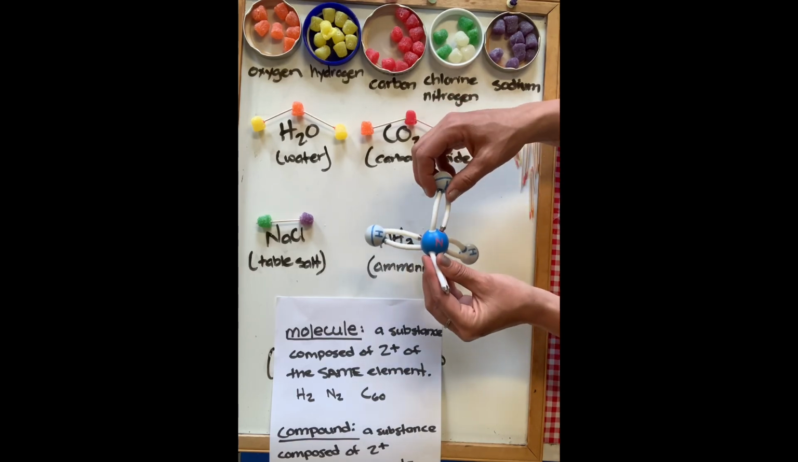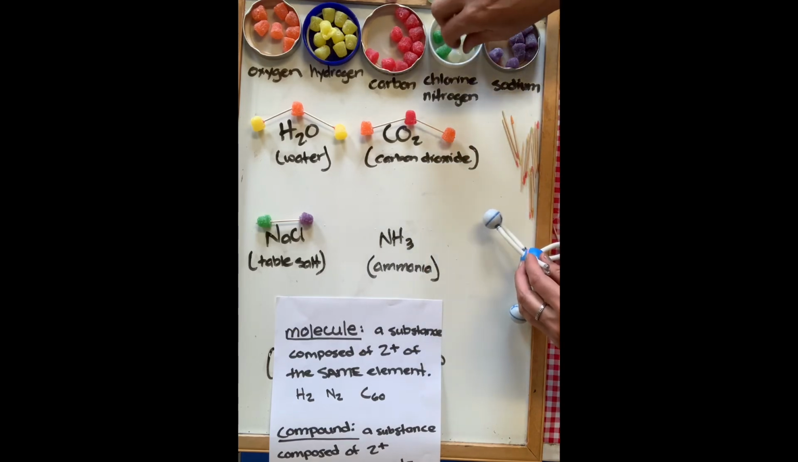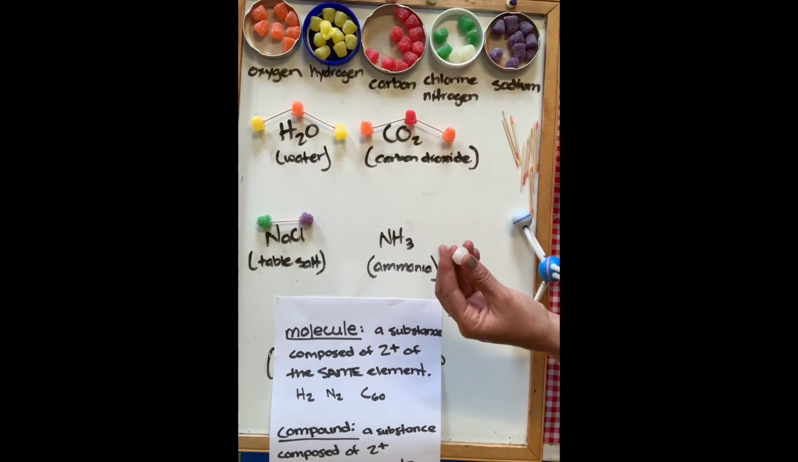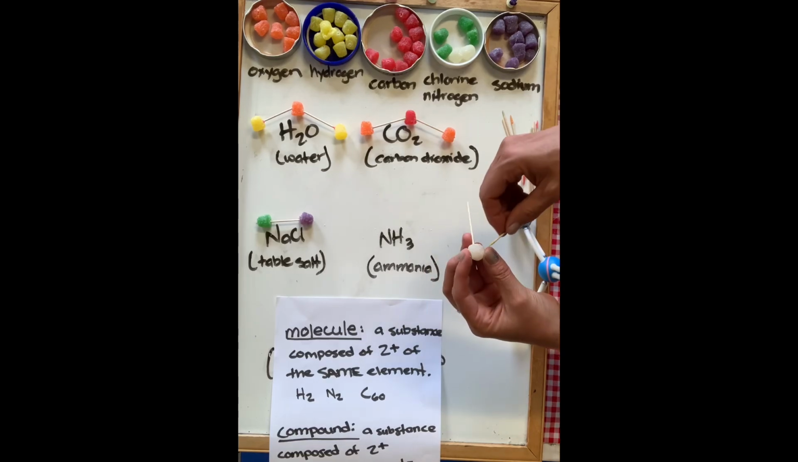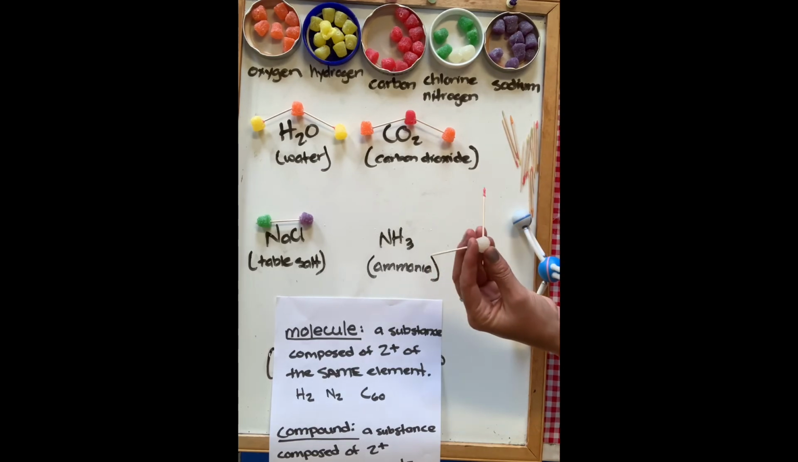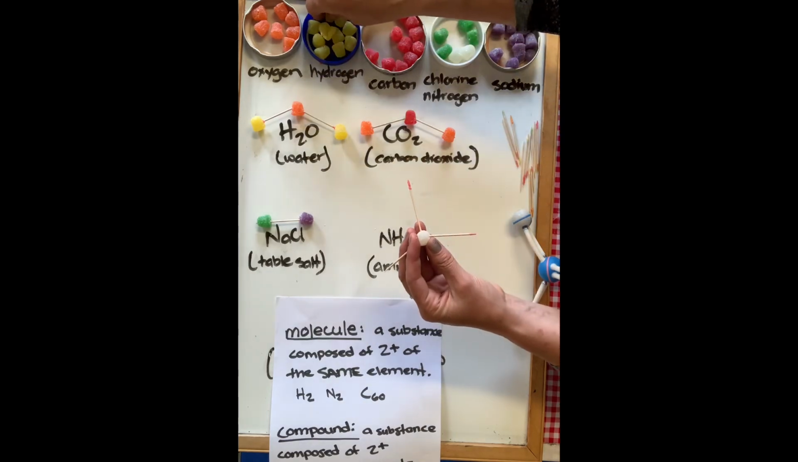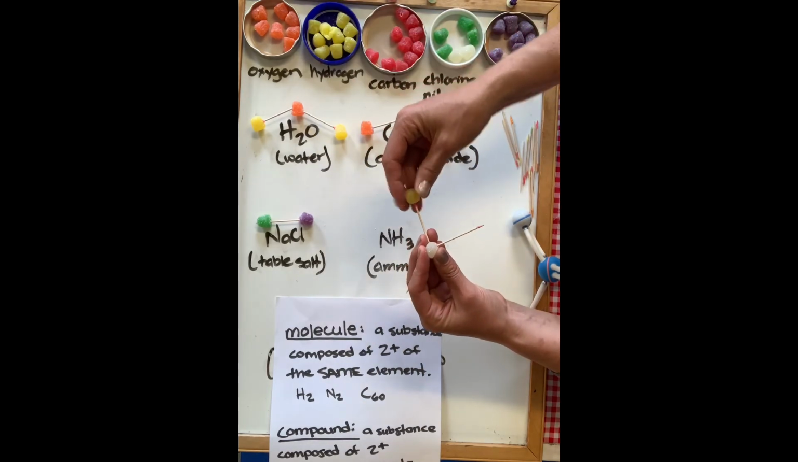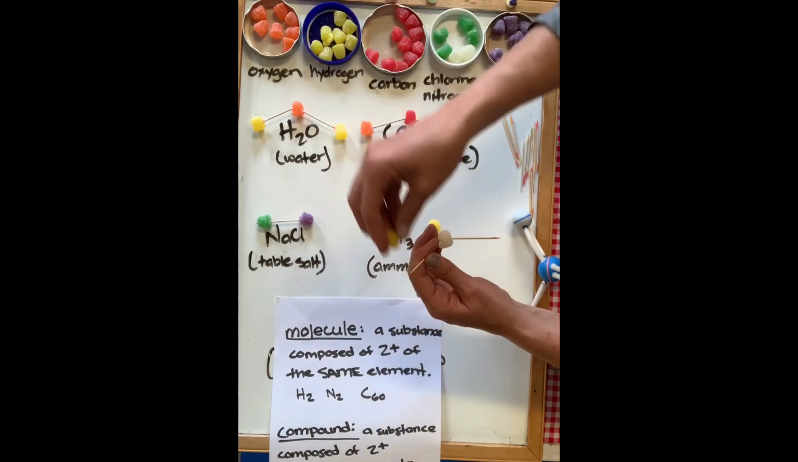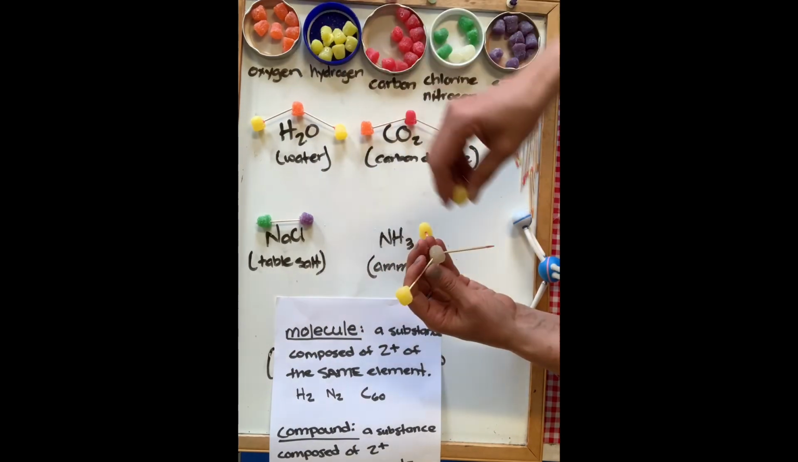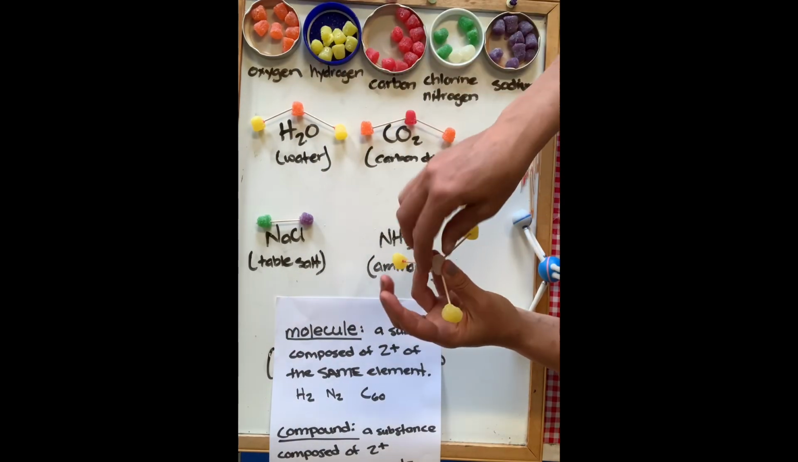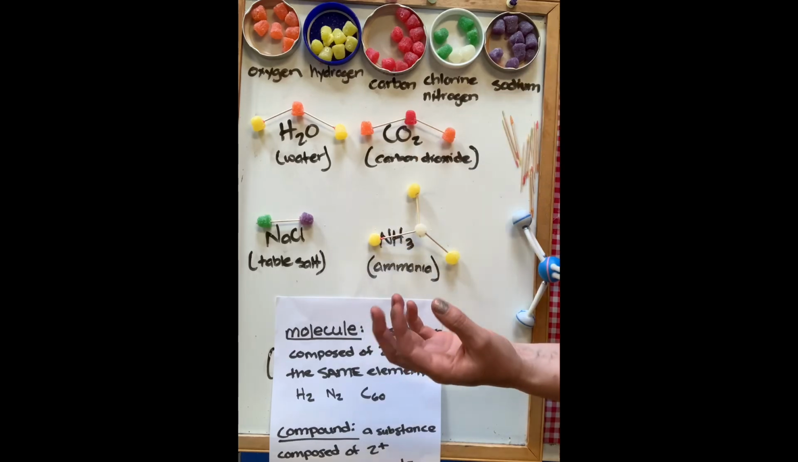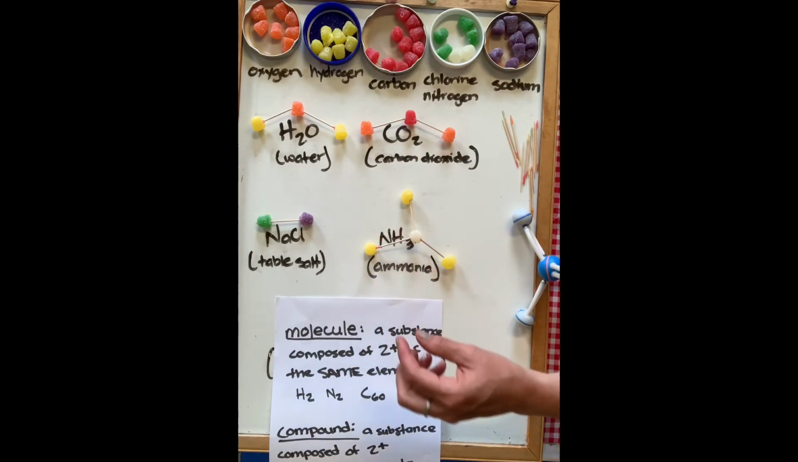So it's NH3. So you're going to take your nitrogen, and then you're going to give it 3 bonded legs of hydrogen. So we're going to take a hydrogen here, hydrogen, and there is NH3, ammonia.